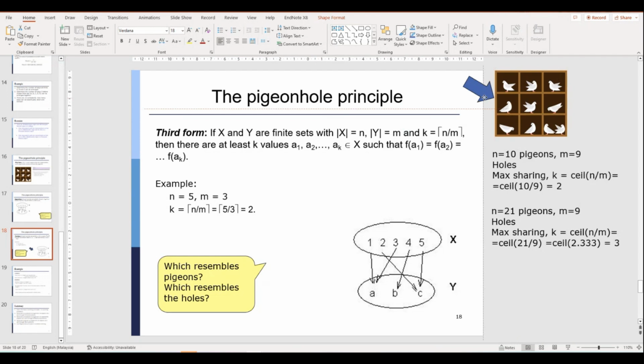I gave you two examples already, right? When we have 10 pigeons and 9 holes, then the maximum is 2. I illustrated it here. But when we have 21 pigeons, with still the same number of holes, then we use the formula, you see, it becomes 3. So in some of the holes we have 3 pigeons. Okay, sir.